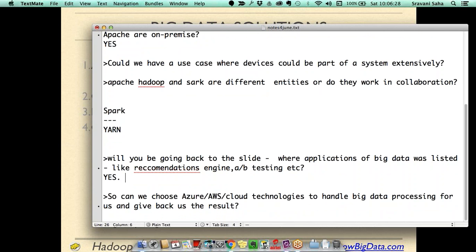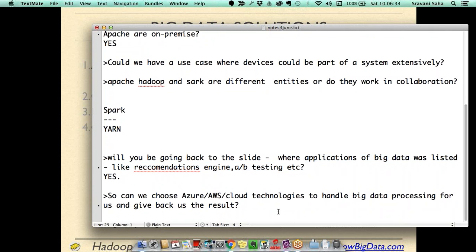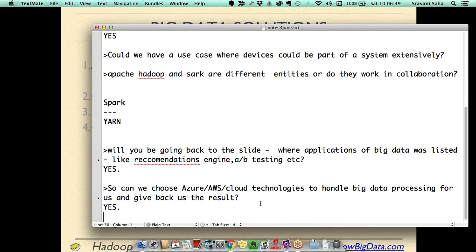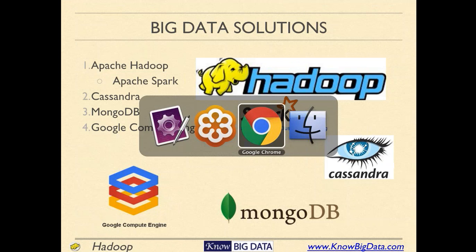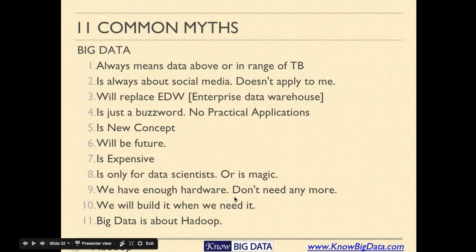Yes, thank you very much, Akshata. I actually missed going back to the slide. Okay, so can we choose Azure or AWS cloud technology to handle big data processing for us and give back the result? Yes. Many organizations choose that way.